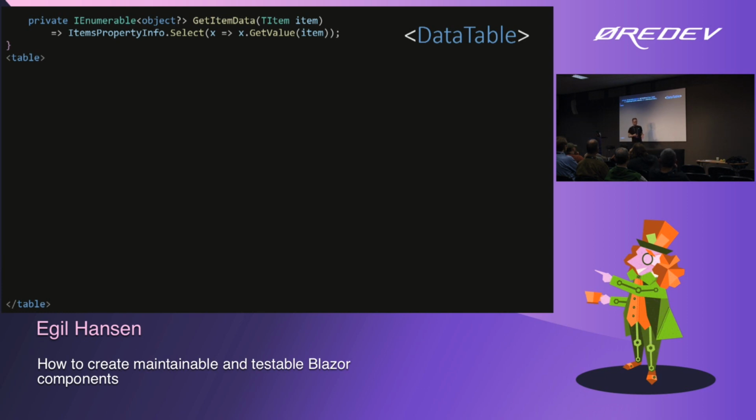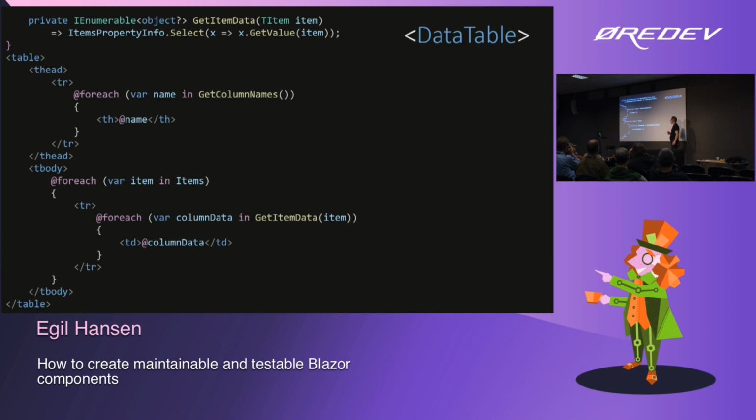So first, we'll have a table, obviously, and then inside that, we'll have a table head, and that table head will print out a row containing all the column names that we get from the GetColumnNames method we created above. And then underneath that, we'll have a table body, and we can foreach over each of the items. And then for each item, we will call the GetItemsData method, and that will give us each of the public properties' data in an individual item, and we can print that out as a table.